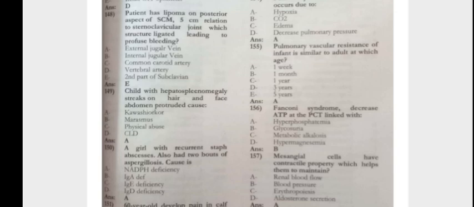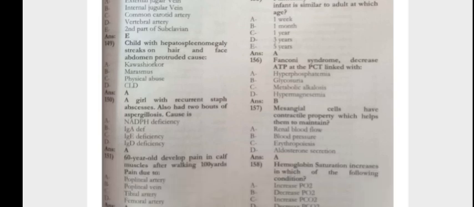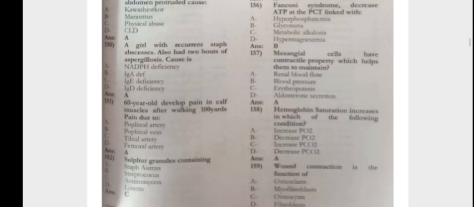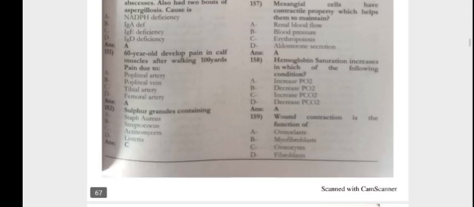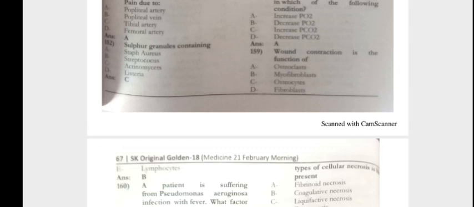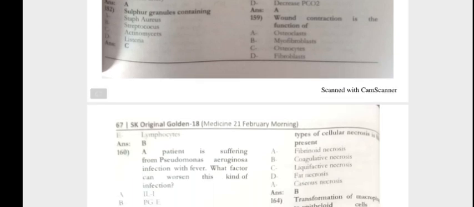Pulmonary vascular resistance of an infant is similar to an adult at which age? At 1 week. In Fanconi syndrome, decreased ATP at the PCT is linked with glycosuria. The mesangial cells have a contractile property which helps them maintain renal blood flow. Hemoglobin saturation increases in which of the following conditions? Increased partial pressure of oxygen.